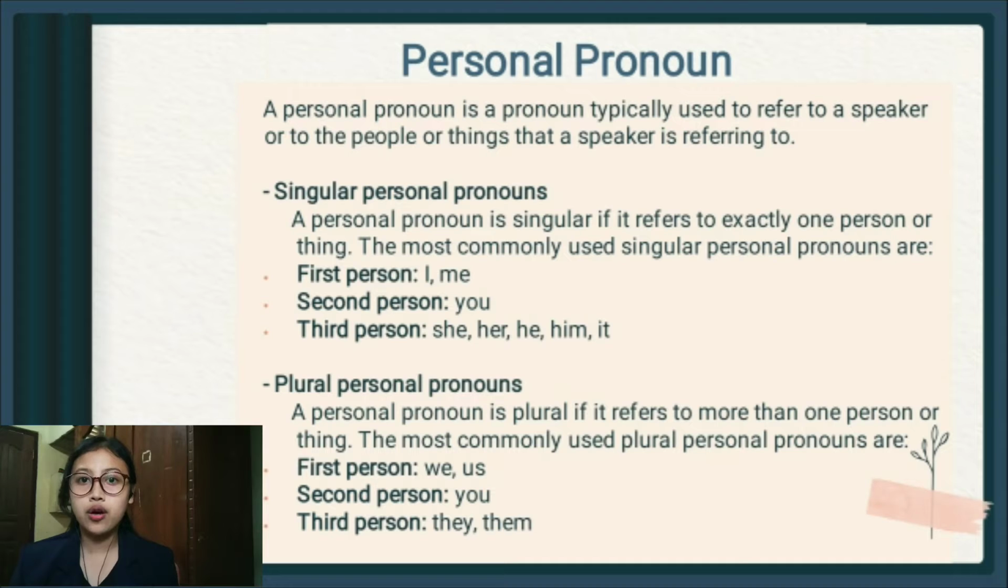In the singular pronoun, we use I and me as the first person, you as the second person, and she, her, he, him, it as the third person. In a plural pronoun, we use we, us as the first person, you as the second person, and last, they and them as the third person.